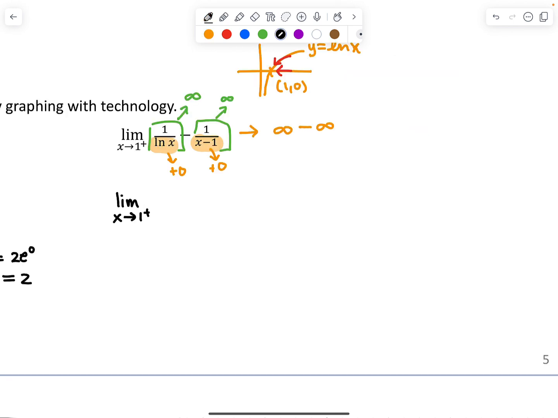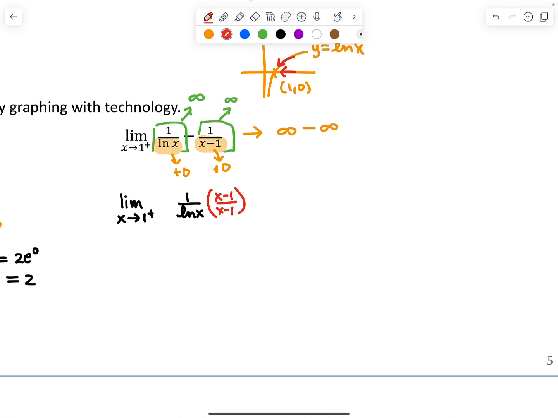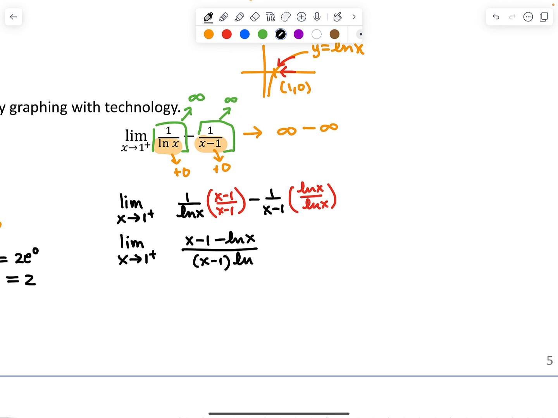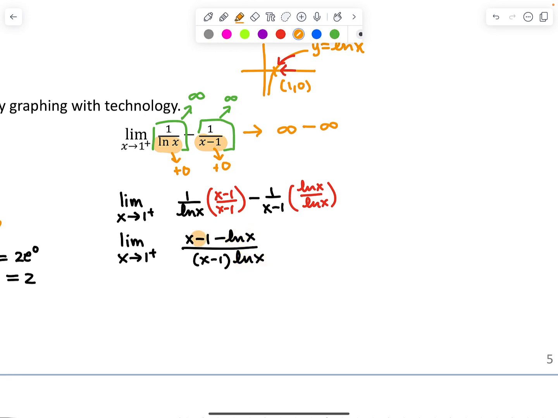The strategy we'll use here is to get a common denominator. So I'm going to multiply the first fraction by x minus 1 over x minus 1, and I'll multiply the second fraction by natural log of x over natural log of x. This gives me a numerator of x minus 1 minus natural log of x, over (x minus 1) times natural log of x. Now be careful that you're not lazy and you try to cancel these natural logs. We have subtraction in the numerator that prevents us from doing that. But as x goes to 1, the natural log of 1 is 0.